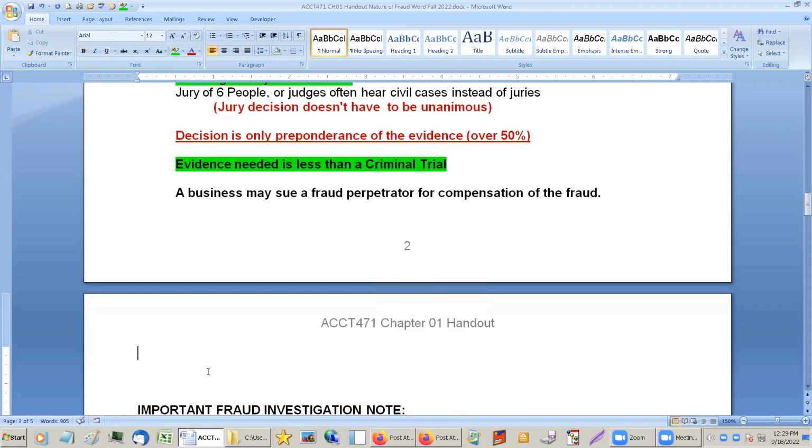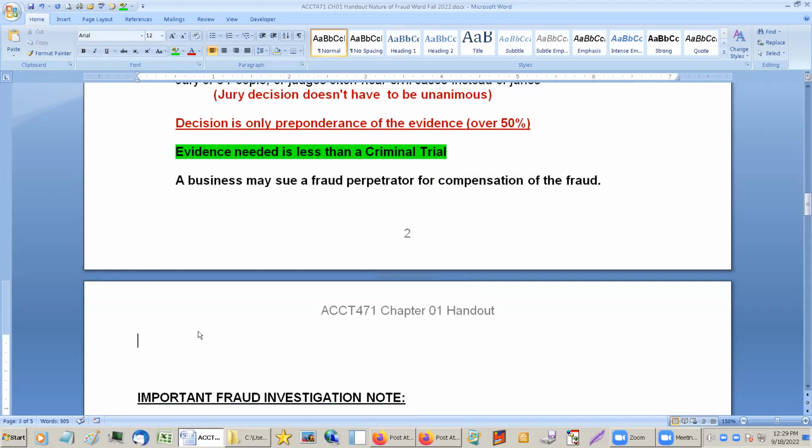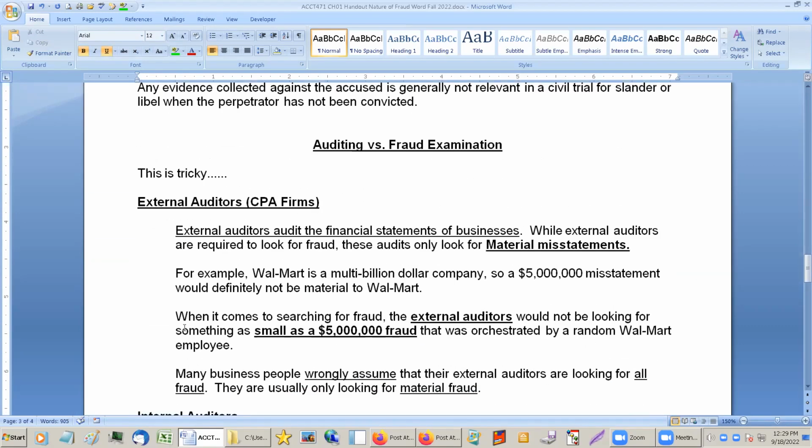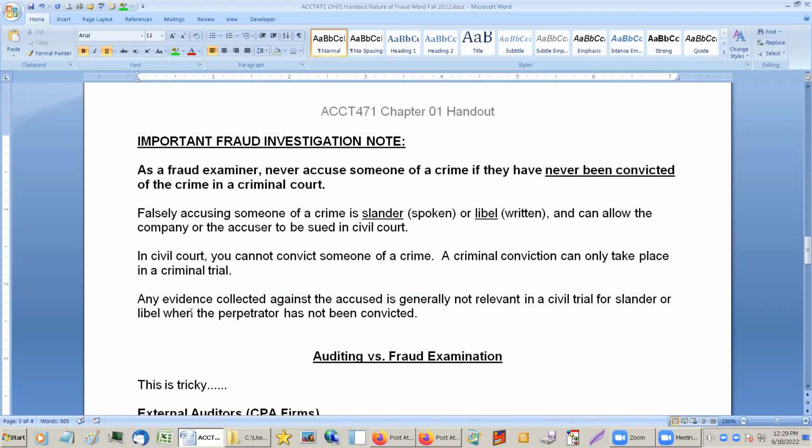Okay. An important note about fraud. The fraud examiner never accuses somebody of a crime they've never been convicted of. So you don't say that this person is embezzling money. Embezzlement is a crime. And until they're convicted in criminal court, you can be sued for that.